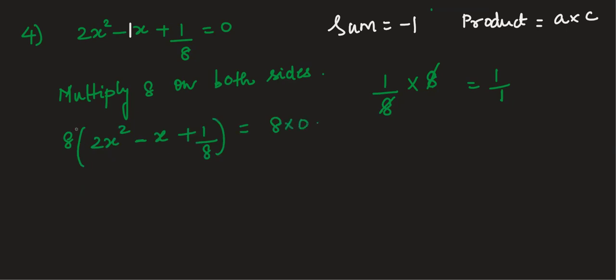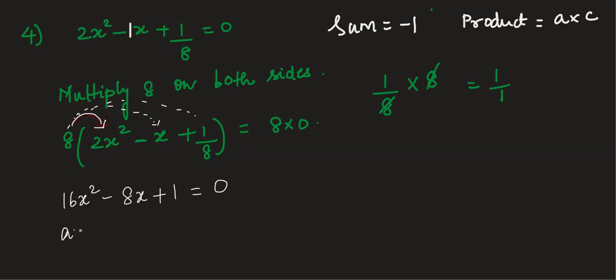Yeah, now let's multiply 8 for each and every term which is inside. That is basically I should do 8 into 2x square. Okay, so that will be 16x square. Then again 8 into minus x, that will be minus 8x. Then 8 into 1 over 8, we'll get the answer as 8 plus 1. Again, 8 into 0 will be 0. So now if you notice, there is no denominator here, it's just 1. So it's easy for us to calculate now.